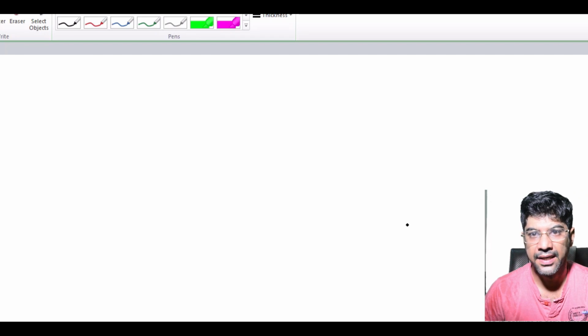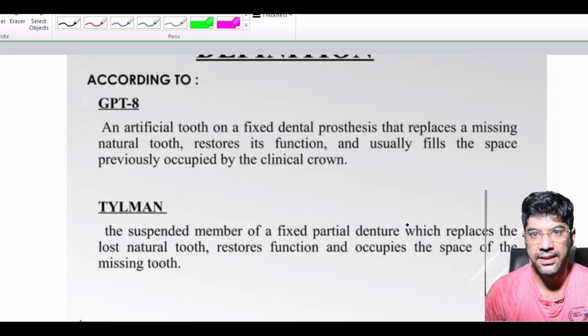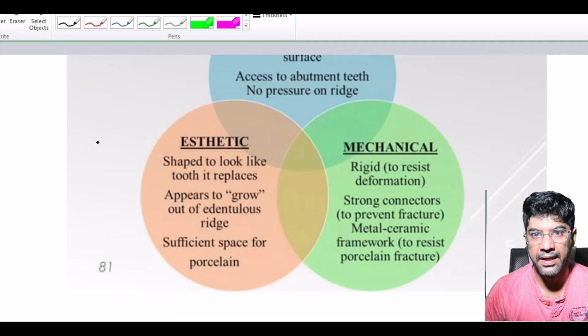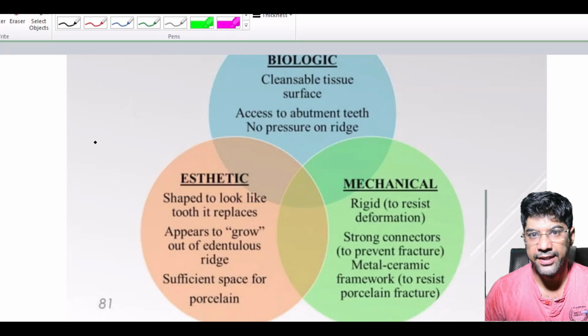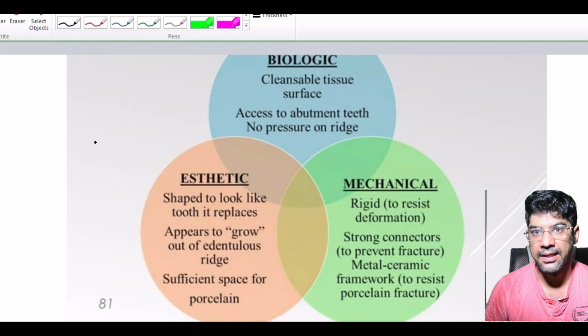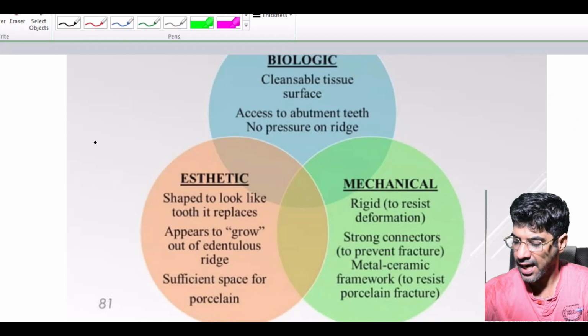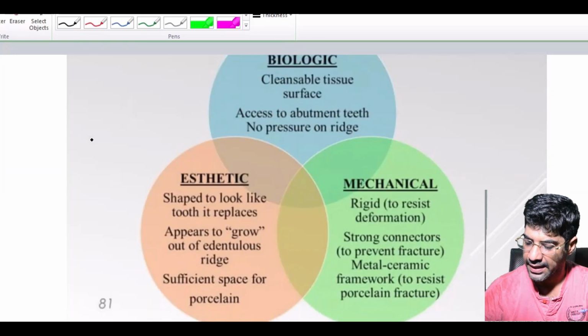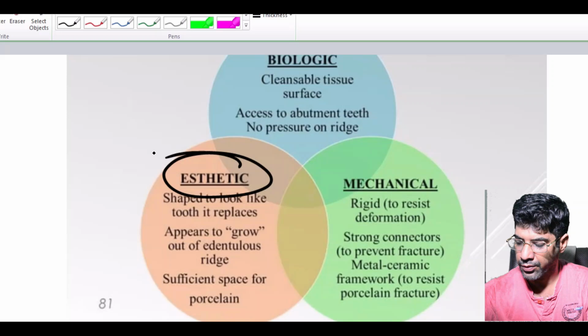So a Pontic is an artificial tooth on a fixed partial denture that replaces a missing tooth, restores its function and usually occupies the space previously filled by the natural tooth. So this is the definition according to GPT and Tillman about the Pontics.